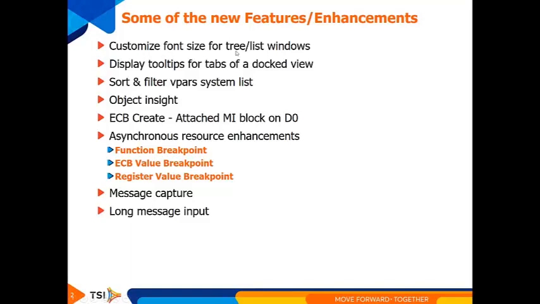customizing the font size for the tree and list of windows, displaying tooltips for the tabs on the dock view, sort and filters for vPAR system lists, Object Insight, ECB create, attaching an MI block on D0, asynchronous resource enhancements. We have 3 new traps: the function breakpoint, the ECB value breakpoint, and the register value breakpoint. Message capture and the long message input. Now we'll switch over to the tool.